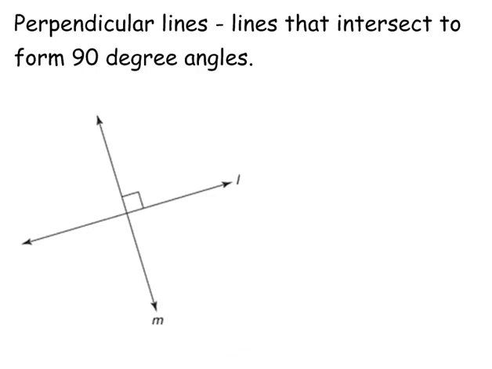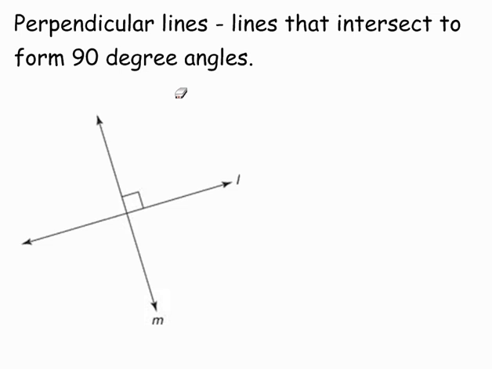So perpendicular lines are lines that intersect to form 90-degree angles. So you're looking at a pair of perpendicular lines right now. Line L and line M intersect at this point to form 90-degree angles. So they are perpendicular.